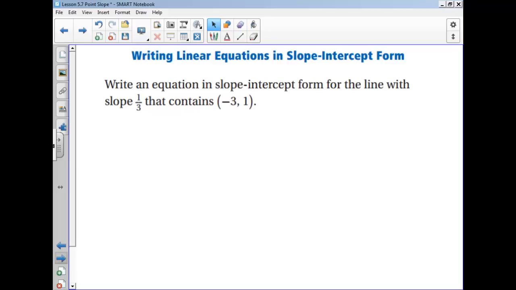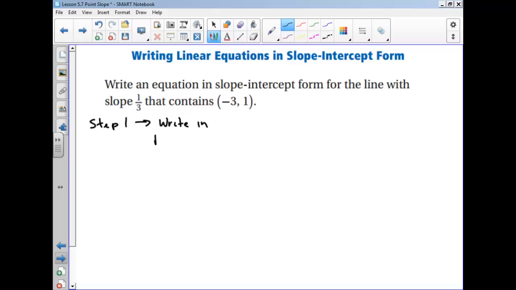We use this a couple different ways, and here we're going to take a linear equation. We're given the point, we're given the slope, and now we want to put it in slope-intercept form. So first step is going to be to rewrite it in point slope form. So step 1 is to write it in point slope form. So that means y minus 1 equals 1/3 times x minus a negative 3. That's step 1.